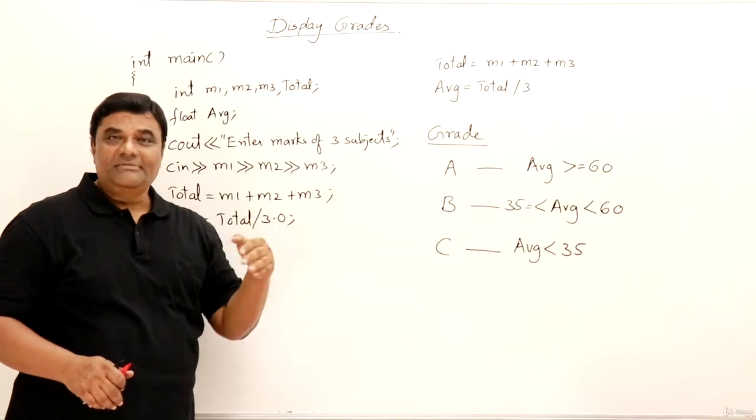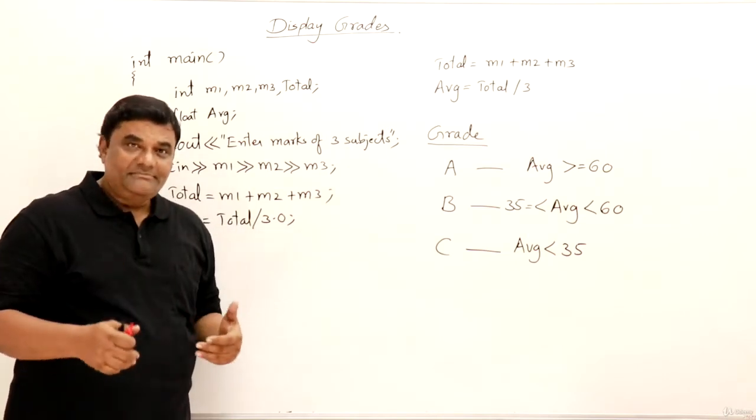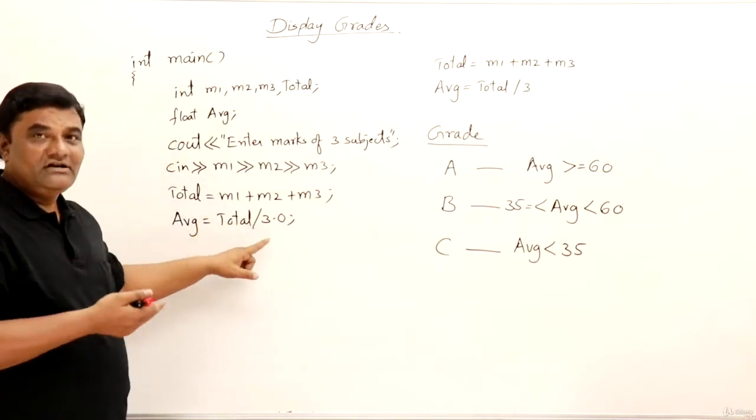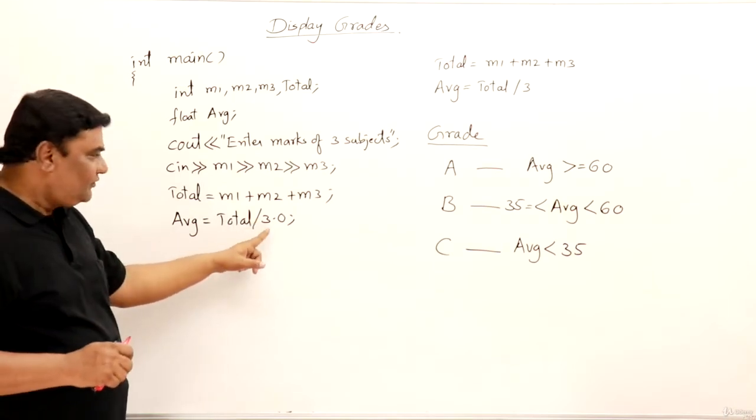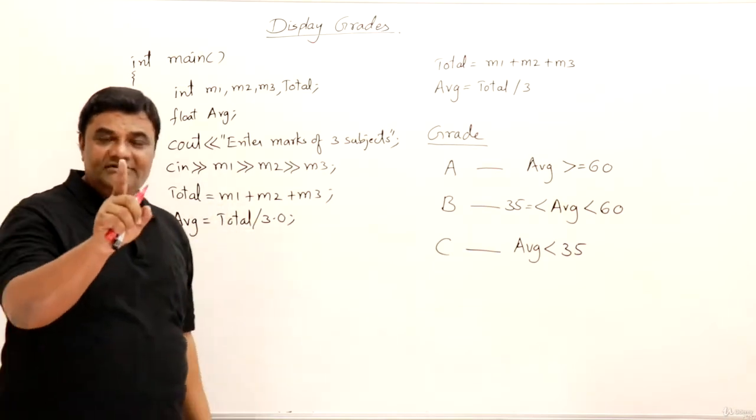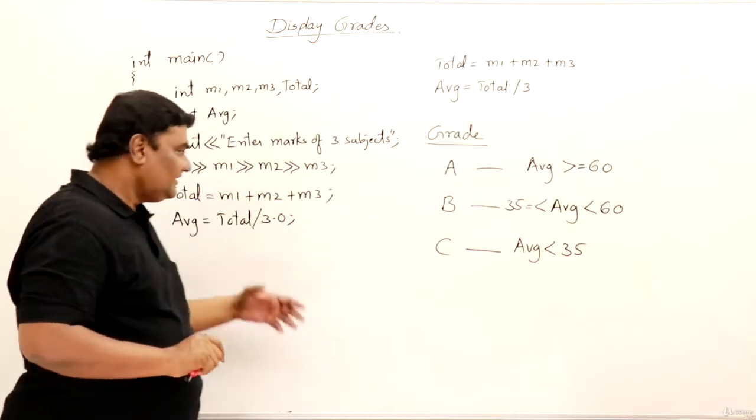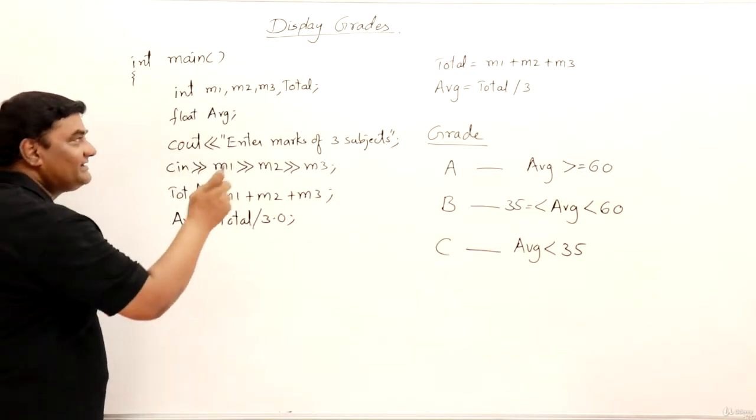So we get decimal part truncated. If we want decimal part, then typecast or other method is you can write 3.0. This is float, so the result will be float. If any one number is float, then the result will be float. Now here, let us display the grade.